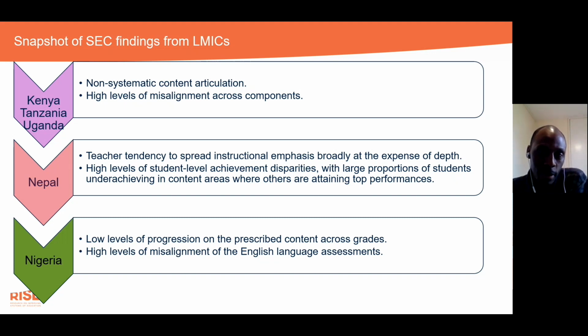And we see student performance disparities that clearly show a few students are performing well in certain items or certain content areas where many other children are struggling on those same content areas. And then we see low progression on content. Some of the latest findings we are seeing from our work in Nigeria show low progression in terms of content prescribed for certain classes, or content prescribed for progressive grades being low, as in the content from grade 1 to grade 2 is highly similar, showing that there is little progression on the content. And that's it. Thank you.